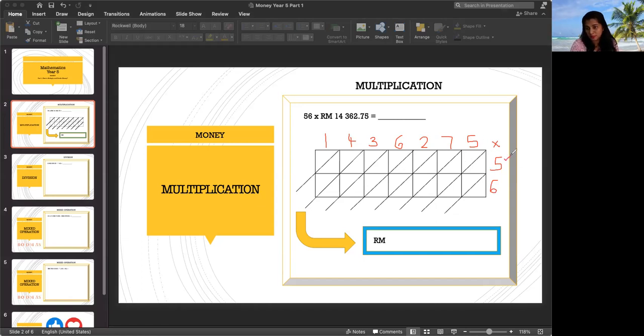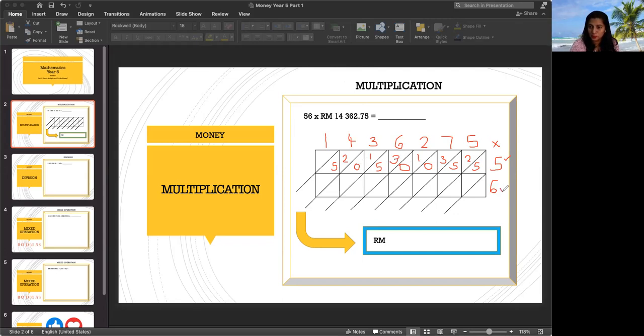Let's start with times table 5 here. 5 times 5, 25, 2 up, 5 down. 7 times 5, 35, 3 up, 5 down. 2 times 5, 10, 1 up, 0 down. 6 times 5, 30, 3 up, 0 down. 3 times 5, again 15. 4 times 5, 20, and then 1 times 5, 5. I'm going to write this 20 again properly, because if not, it will get confusing later. In maths, make sure you write as neatly as possible.